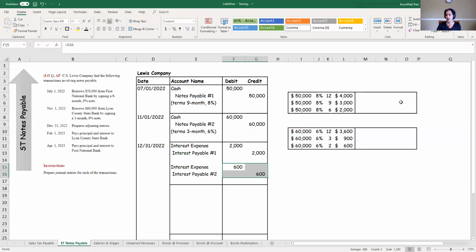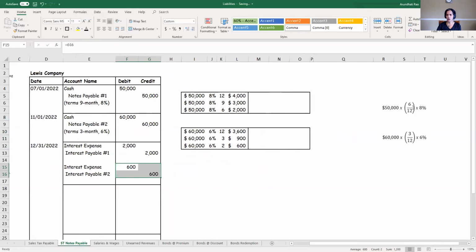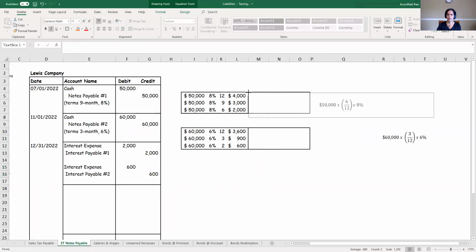Okay, so could I have done this by way of a formula? Absolutely, I could have done this as a formula, and I'll show you how the formula looks. Let me bring that over here. Drag it out over here.